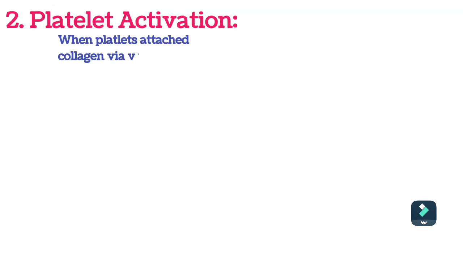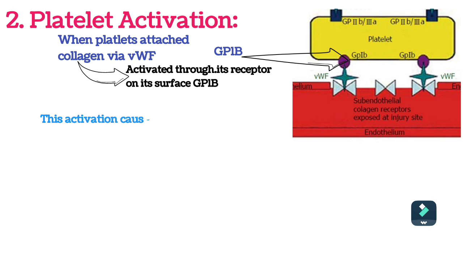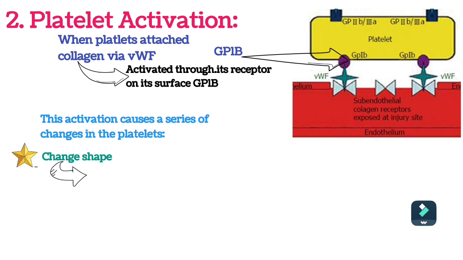This attachment of platelets to a non-platelet surface, like collagen, is called platelet adhesion. Platelet activation. When platelets attach to collagen via VWF, they are activated through a surface receptor called GP1B. This activation causes a series of changes. 1. Platelets change shape from round to star-shaped, increasing their surface area for attachment to other platelets.